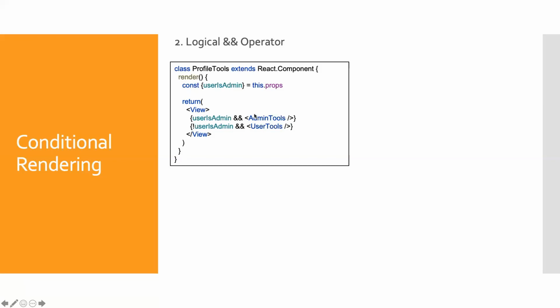A different way to read this statement is: only if userIsAdmin, then you render the admin tool. And of course, for the user tool, here we make the assumption that if the user is not an admin, we will render the user tool. Okay? So this is the second way of doing conditional rendering.